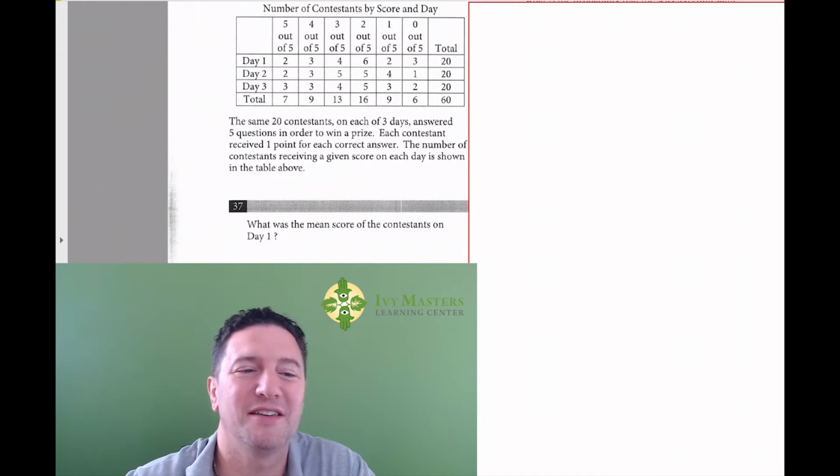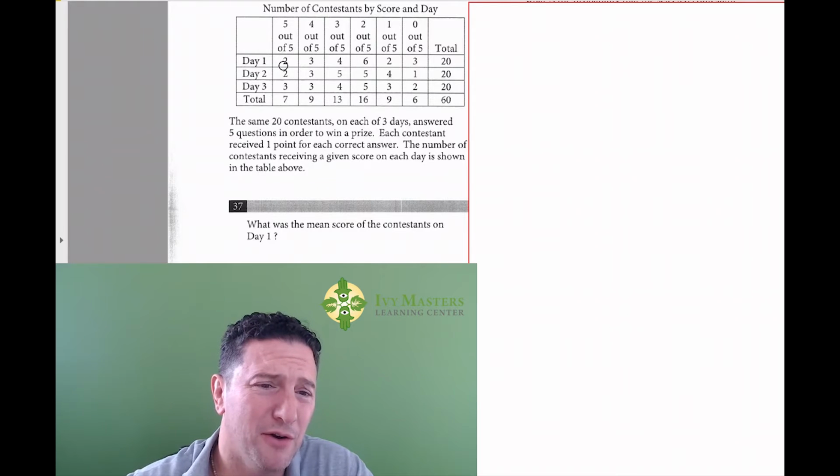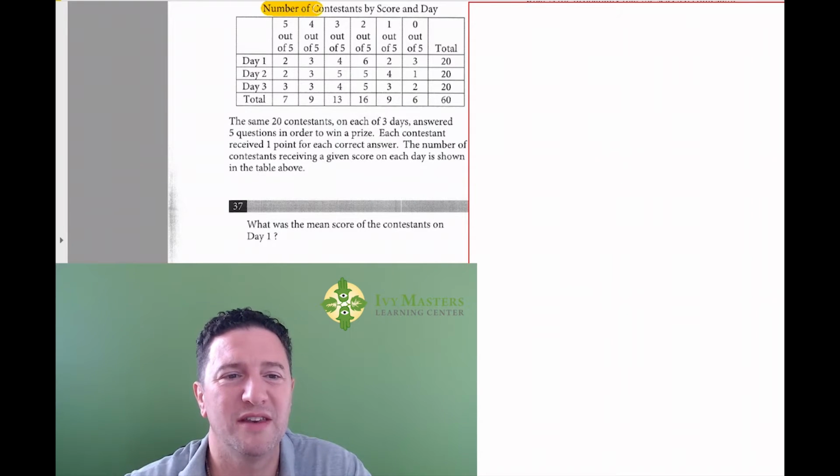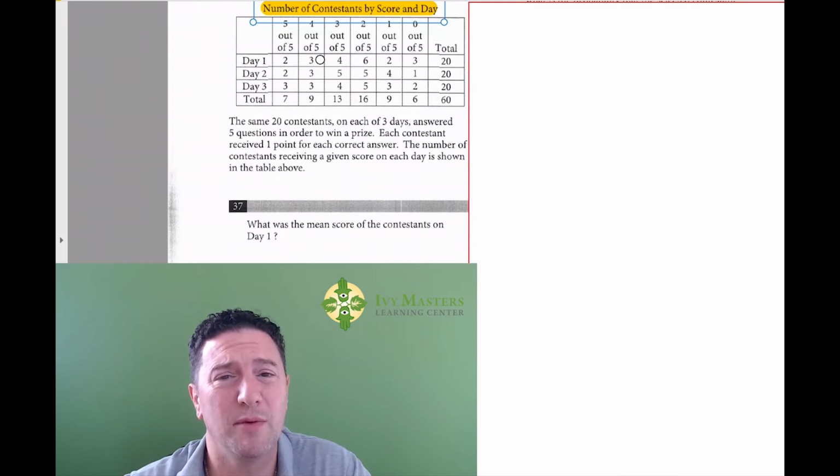Today we're going to look at Test 7, Section 4, number 37, which is paired with this table, number of contestants by score and day. You want to make sure you understand what's going on in the table before you try tackling the question. So for example, on day 1, 2 contestants got a 5 out of 5. On day 2, 5 students got a 3 out of 5, and so on and so forth.